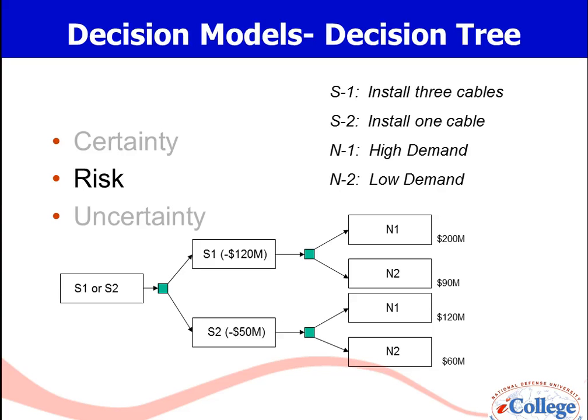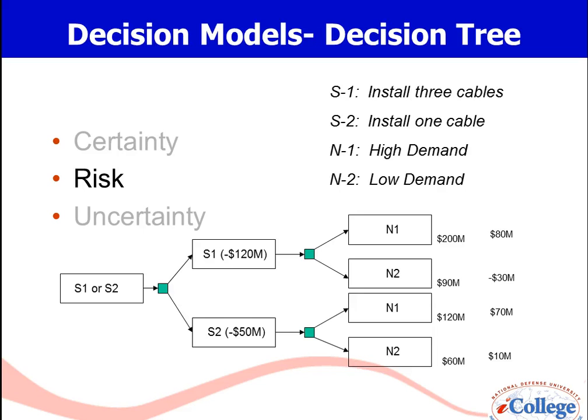Now, the next thing I have to do is account for my investments. So again, in this particular case, S1, N1, I have to subtract my $120 million investment, and that leaves me a net of $80 million. In the case of S1, N2, I have a net of minus $30 million and so forth.